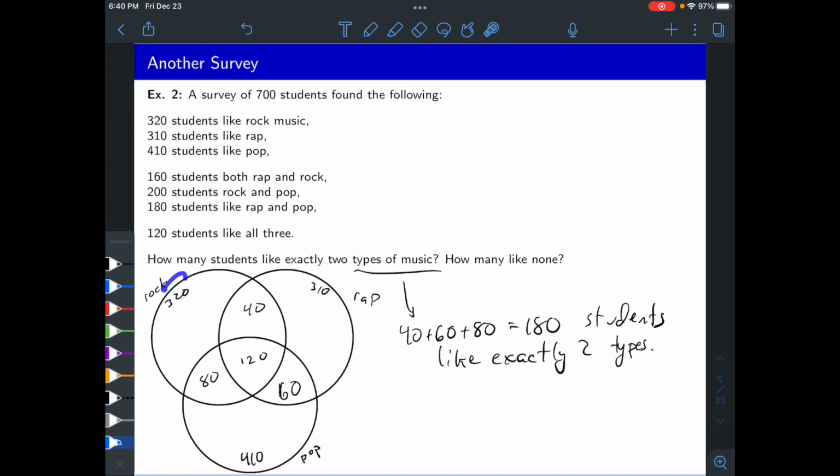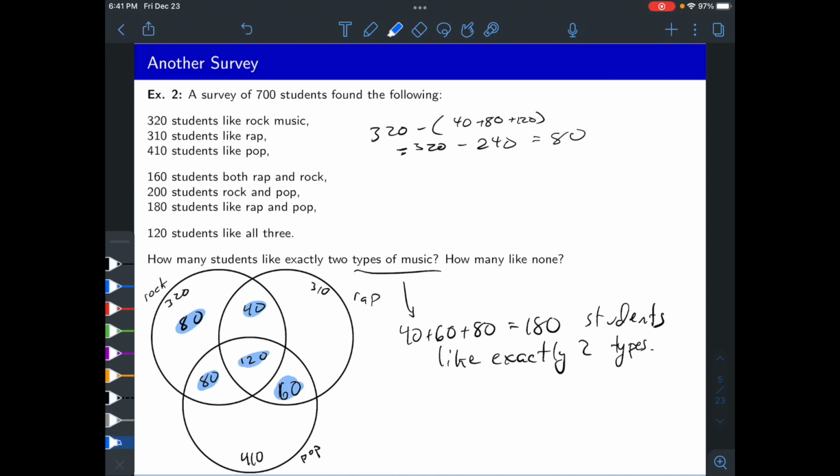Okay. So 320 total, and then we just need to take away these. So what's 320 minus all of that? So 320 minus 40 plus 80 plus 120. That's 320 minus 240, I believe. Yeah, because this makes 120, and 120 times 2 is 240. So this should be 80. So there are going to be 80 students out here. Let's just highlight that.